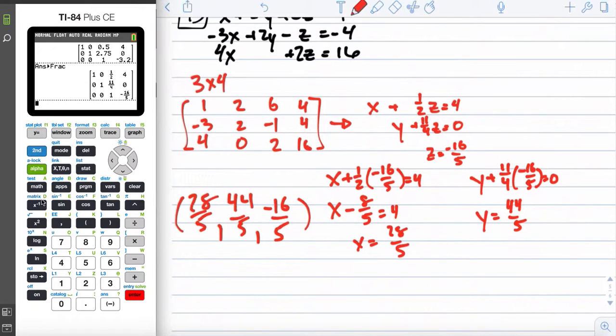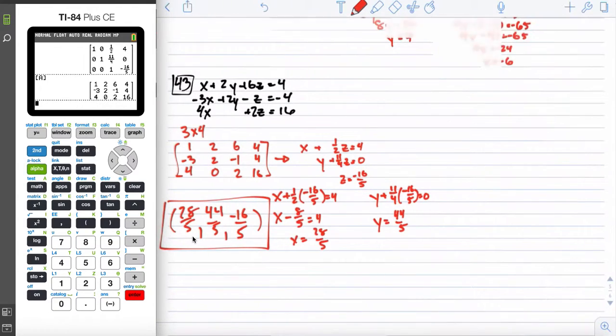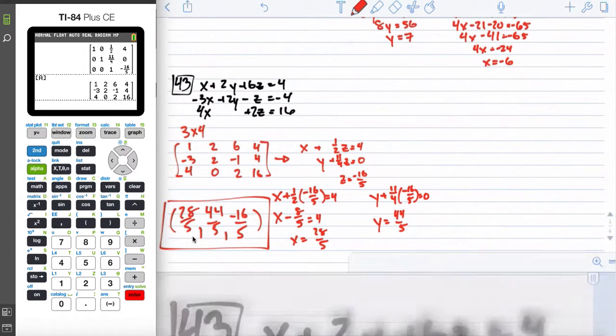Just making sure, I'm going to double check to make sure my matrix is what I wanted. 1, 2, 6, 4, negative 3, 2, negative 1, 4, 4, 0, 2, 16. And so there we go. There's our solutions. By no means pretty. Okay, doing the next one, 45.